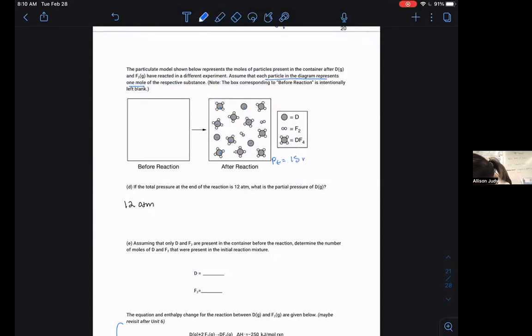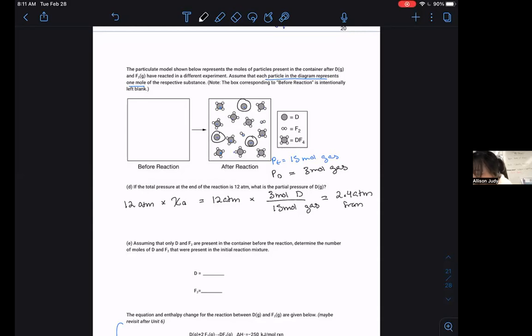Okay, and what I see is that my D molecule is the plain circle. So it's 1, 2, 3. So as far as the pressure of D, it is 3 moles of gas. So what I would do is multiply by my molar ratio, or what we might call our mole fraction, times X_A, which is going to be equal to 12 atm times 3 moles of D all over 15 moles of gas, which is going to give me a value of 2.4 atm from D gas.